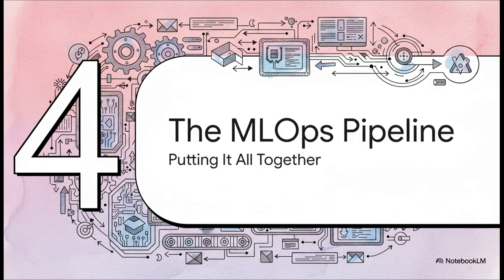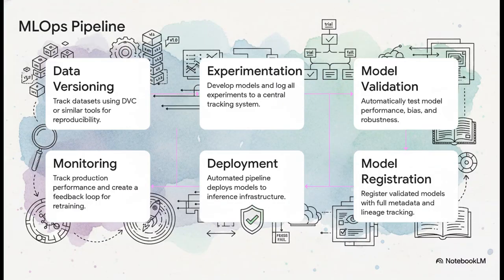So we've looked at these 4 core practices individually, but their real power, their magic, is unlocked when you connect them all together into a single, cohesive, and automated workflow. And that is the MLOps pipeline. And this flow is just a beautiful illustration of how it all works. See, it starts with version data, which feeds into experimentation. The best models go through automated validation. If they pass, they get logged in the model registry. From there, an automated pipeline pushes the model out to production. And finally, the monitoring system keeps an eye on its performance, which creates this amazing feedback loop that informs the very next cycle. It's a continuous engine for getting better and better.